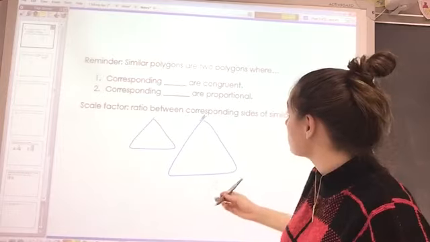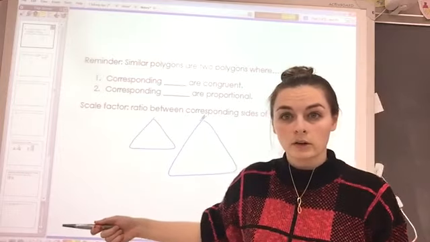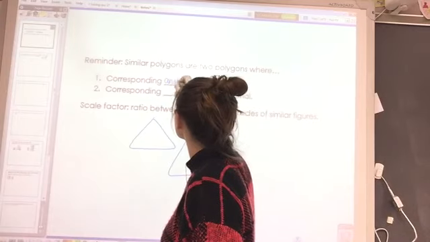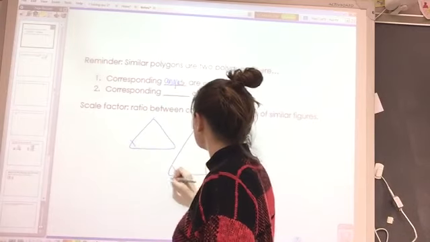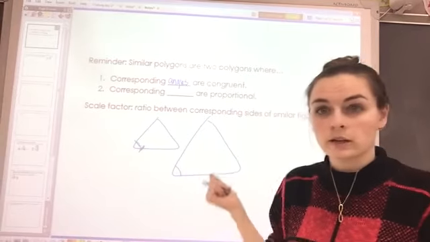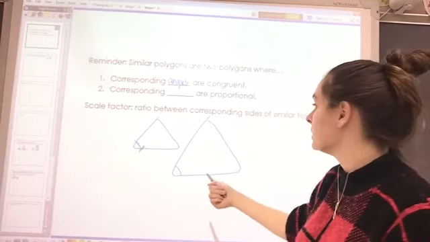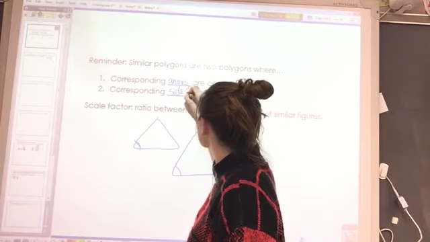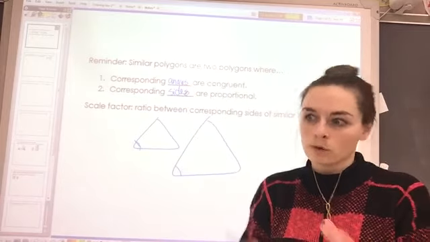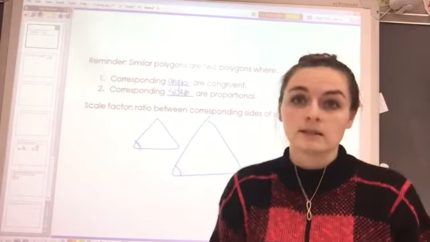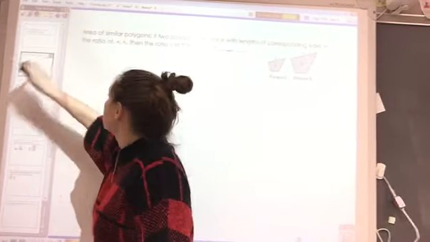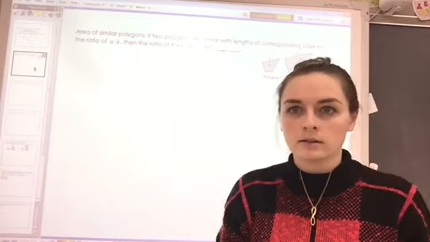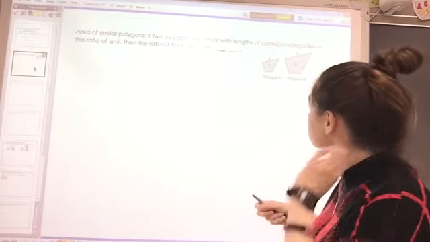Whenever we're talking about similar polygons, what do we remember about their sides and their angles? Their angles were congruent. So if these two triangles were similar, those angles would be congruent. And the corresponding sides would be proportional, meaning we would have to set up a proportion to find any missing sides.